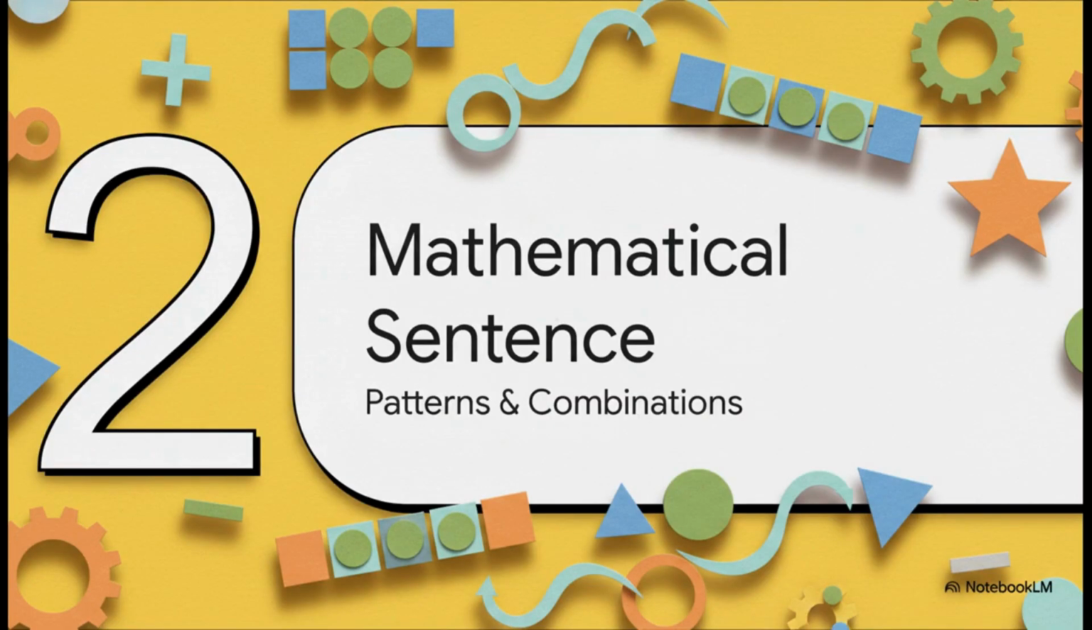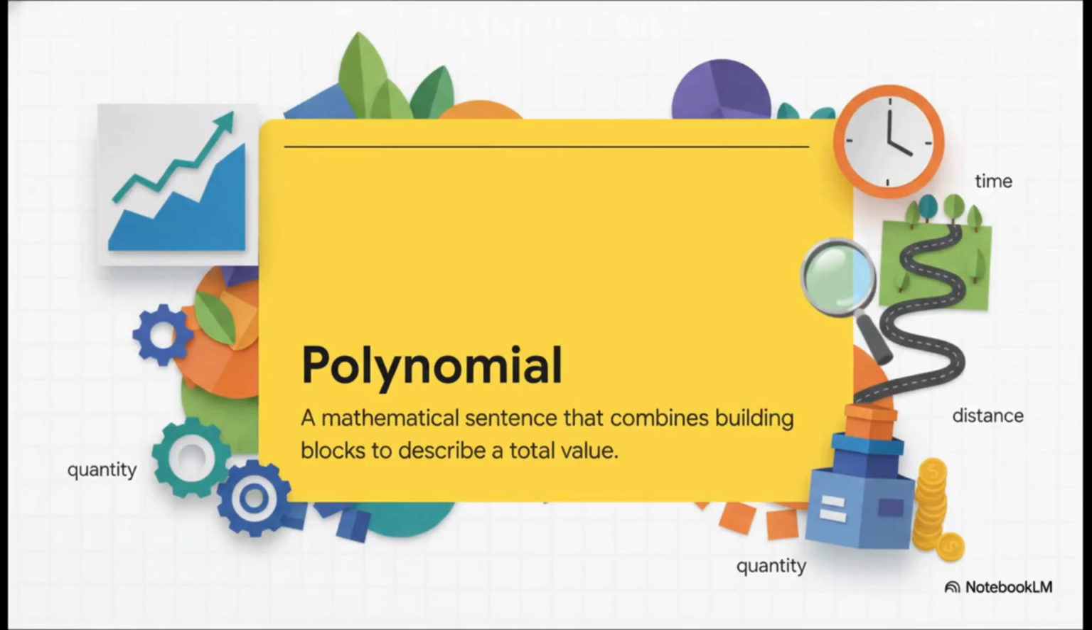That brings us to Section 2, defining the mathematical sentence, patterns and combinations. Okay, so a polynomial. It sounds like a big, intimidating word, but it's really just a mathematical sentence. It tracks how a total value changes when we vary something like time, distance, or quantity. Instead of just staring at an isolated single number, we use this sentence to organize multiple, constantly shifting influences into one clear, predictable structure. It's literally the language that allows us to track expansions, contractions, and curves smoothly.